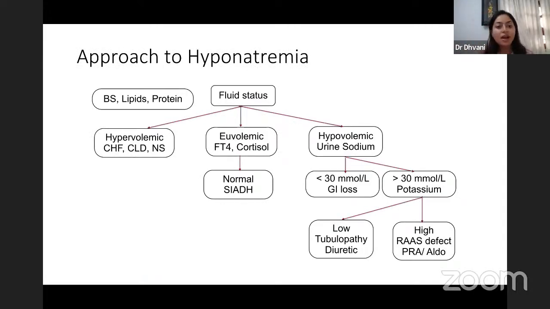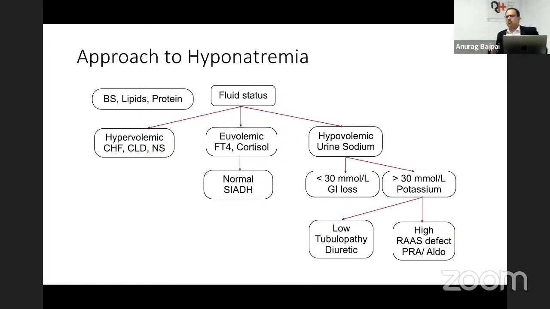So after we've seen the fluid status, if it is hypervolemic, we need to rule out congestive heart failure, chronic liver disease, or nephrotic syndrome. In patients with euvolemia, the most important thing is to see free T4 level and cortisol levels. If these are normal, then we're looking at a patient with SIADH. So one big message is that whenever intensive care specialists see hyponatremia and the patient is not hyperkalemic, is euvolemic, they label it as SIADH. SIADH is a diagnosis of exclusion.